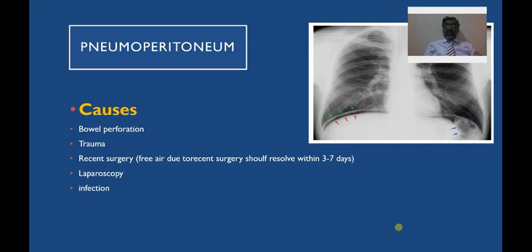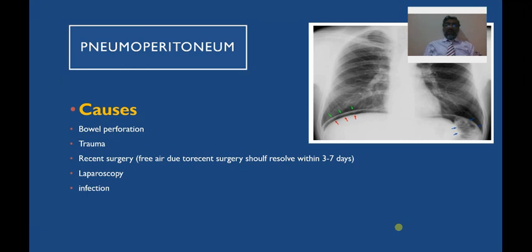And if there is air inside the peritoneal cavity beyond 7 days, consider the above two causes. Then it can be associated with laparoscopy. As you know, laparoscopy needs insufflation of the peritoneal cavity with carbon dioxide. So a residual amount of carbon dioxide can give you the picture of air under the diaphragm on a plain X-ray of the abdomen. Then certain types of infection are also associated with the presence of air inside the peritoneal cavity.